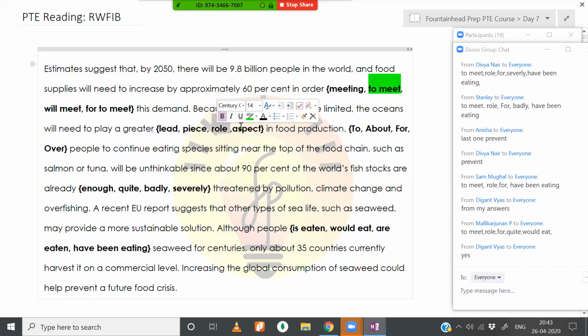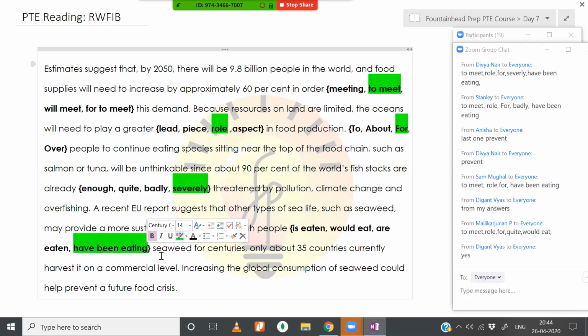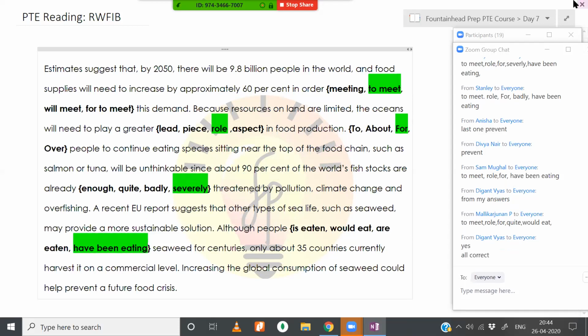Greater role for people to continue eating species sitting near the top of food chain. World's fish stocks are already severely threatened by pollution. Although people have been eating seaweed for centuries. All right, so all correct. Oh, Dijan's very good.